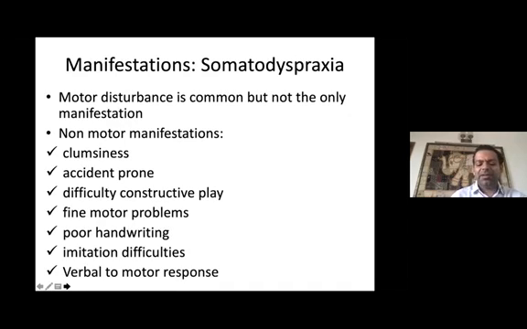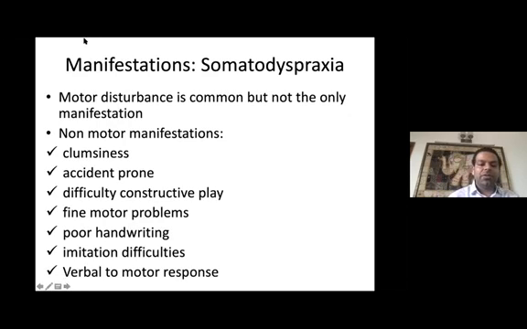Imitation difficulties: here the examiner or the teacher frequently finds a child not able to initiate a motor action even if the action has been modeled, even if the child has enough neuromotor abilities to copy the physical action demonstrated to him.